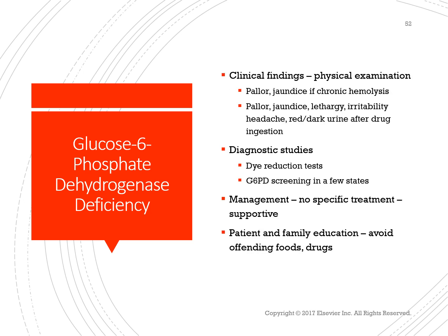Clinical findings on physical examination, we may see pallor, jaundice, if it's a chronic hemolysis. If it's a drug ingestion, we may see pallor, jaundice, lethargy, irritability, headache, and red, dark urine. Diagnostic studies, we're going to do dye reduction tests, and a G6PD screening is done in a few states on the newborn screens. Management, there's no specific treatment. This is supportive treatment. And patient and family education, we want to avoid the offending foods and drugs.